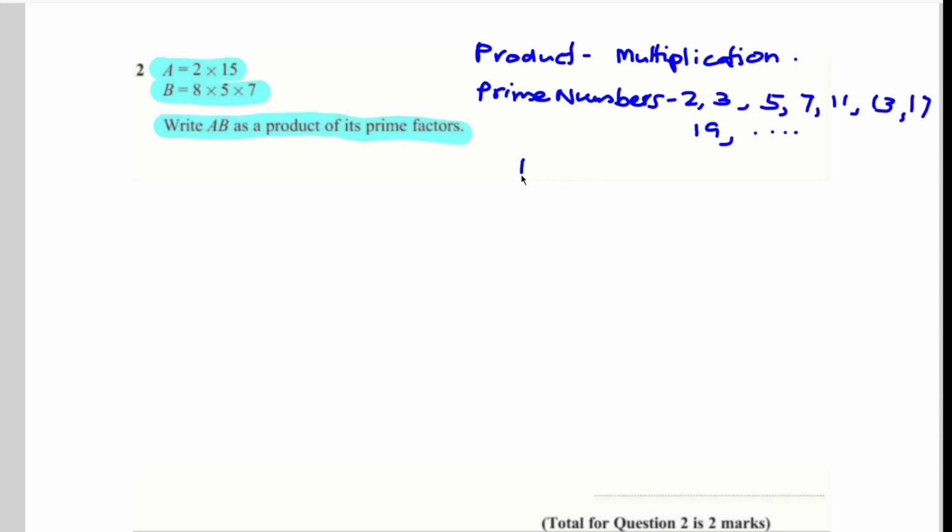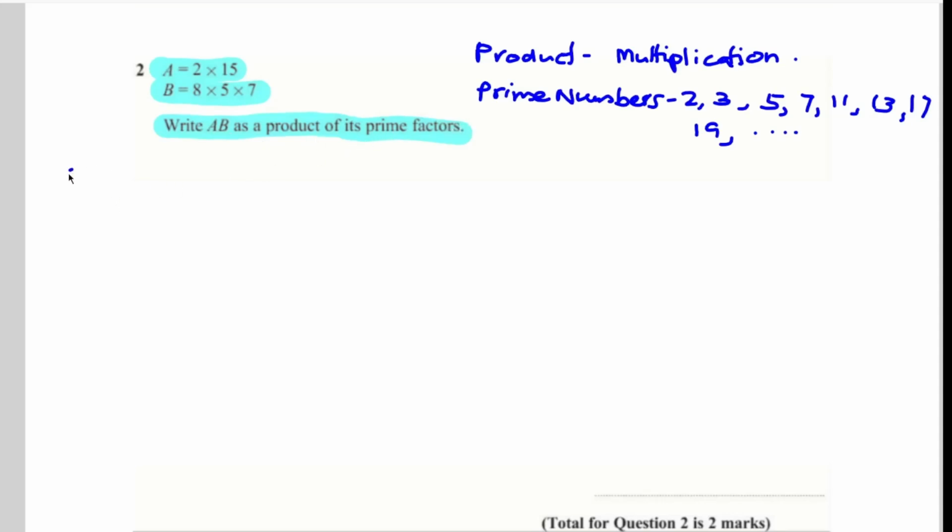Now, if I get 19, only 1 and 19 are the numbers that you can divide this number by without any remainders, right? If we get 13, only 1 and 13 are the numbers that you can divide this one by without any remainders. So they are very unique numbers, prime numbers. So prime factors are the factors which are prime. So you have to write AB as a product of its prime factors.